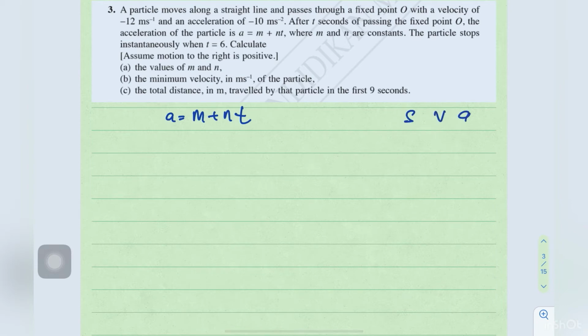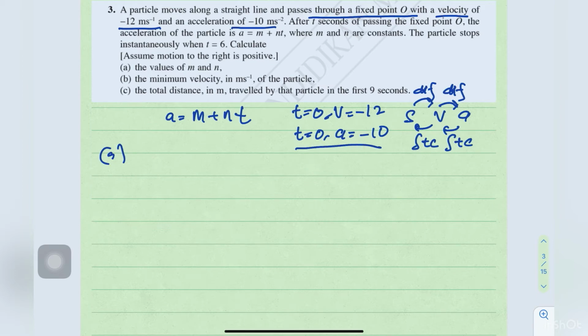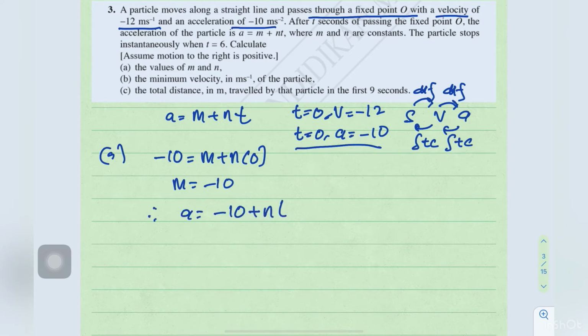Calculate the values of m and n. Okay, so S to V, differentiate; V to A, differentiate; A to V, integrate; V to S, integrate. Now we are going to find m and n. Given the information, when the particle passes through fixed point O, velocity is negative 12 and acceleration is negative 10. So when t equals 0, initial velocity is negative 12 and initial acceleration a equals negative 10. To find m and n, we substitute: negative 10 equals m plus n times 0. So m equals negative 10.